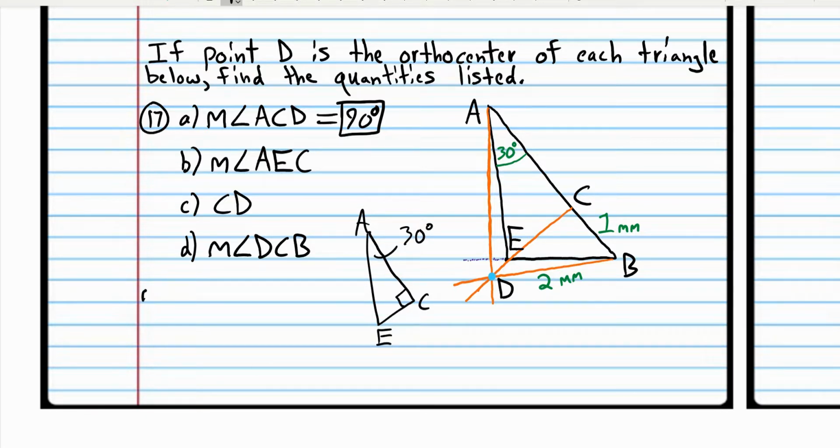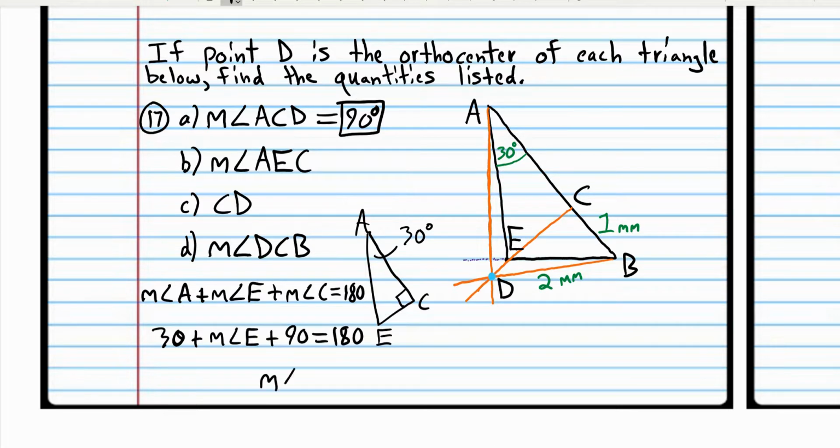So the measure of angle A plus the measure of angle E plus the measure of angle C is equal to 180 degrees. So that's the triangle sum theorem. Measure of angle A is 30. Measure of angle E we don't know. And measure of angle C is 90. Do all the math on that, and we end up with measure of angle E is equal to 60 degrees. So that is AEC, 60 degrees.